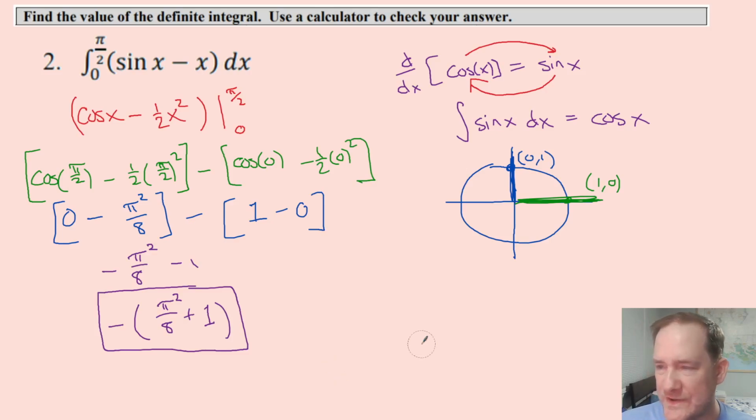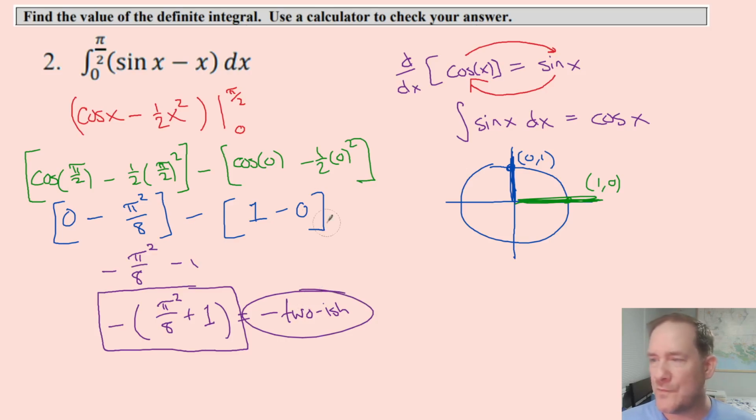So let's double check this. What is pi squared, by the way? Wouldn't it be like 9-ish? Divided by 8 is 1-ish. Plus 1 is 2-ish. Times negative 1 or whatever should be negative 2-ish. Why do I do all that? Well, because we're supposed to check this on our calculator.